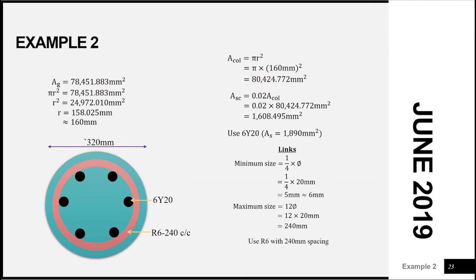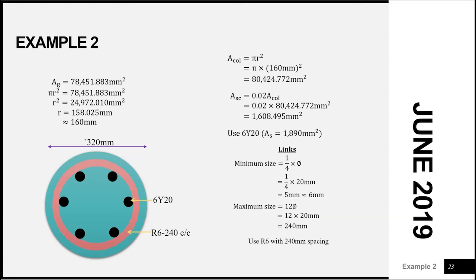Okay, kalau you compare value ni dengan gross area of column, value ni akan lagi besar. Kenapa dia lagi besar? Because kita round up kan dia tadi. Kita round up daripada 158.025 kepada 160. Jadi the actual area of the column is 80,424 blah blah blah blah. Okay, so that is area of column. Okay, jadi kita dah dapat.